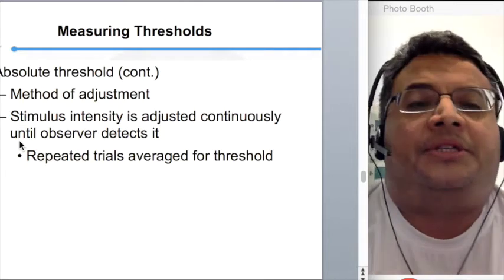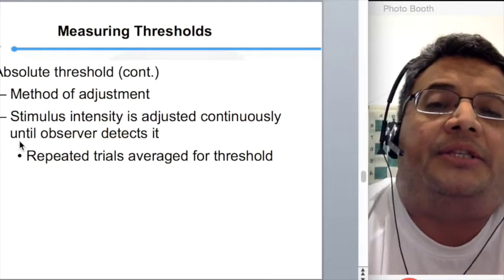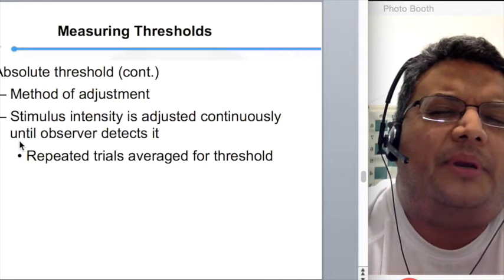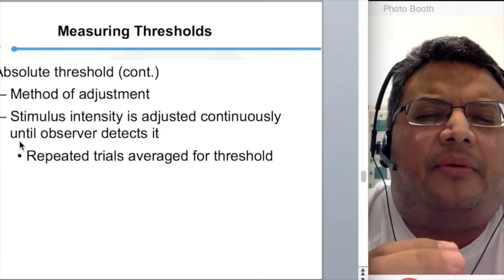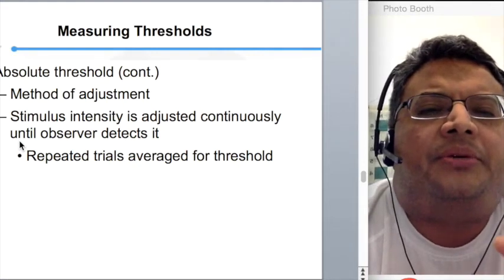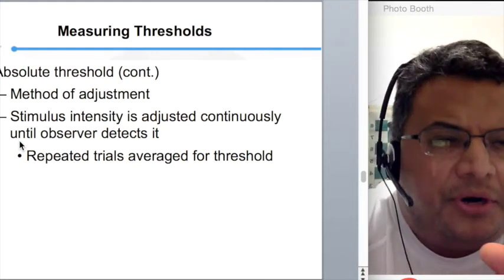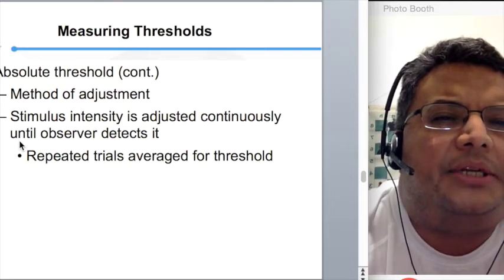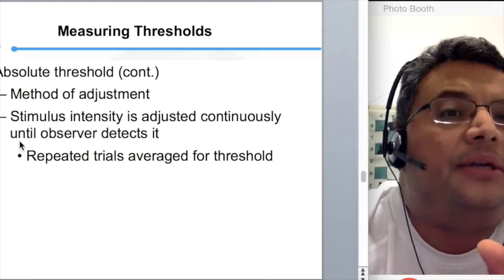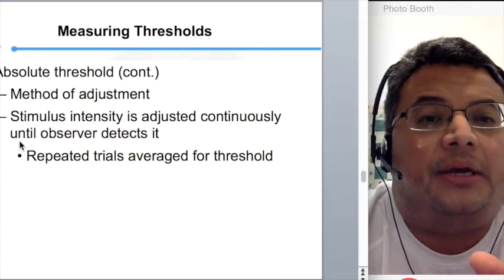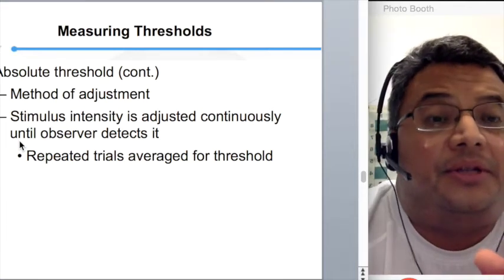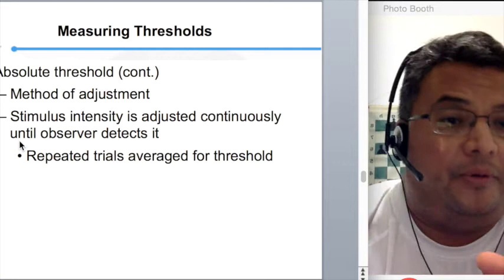Another similar method is called the method of adjustment. Instead of you sitting there and listening to the tones going up and down, or the lights getting brighter and brighter, or the lines getting closer, the person doing the evaluating is actually turning a knob or adjusting the intensity. They slowly move the knob or the dial until they're able to see the stimulus or hear the stimulus, and then not see it or hear it anymore.